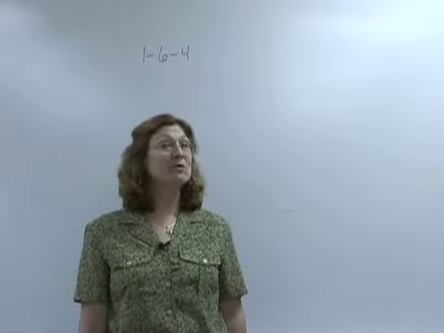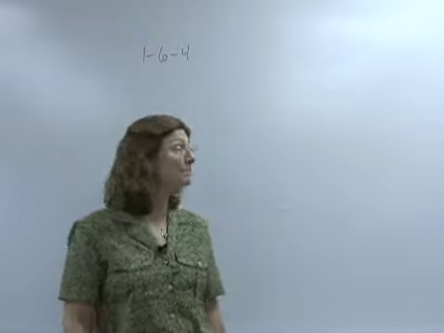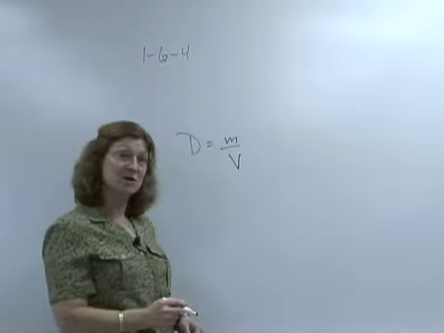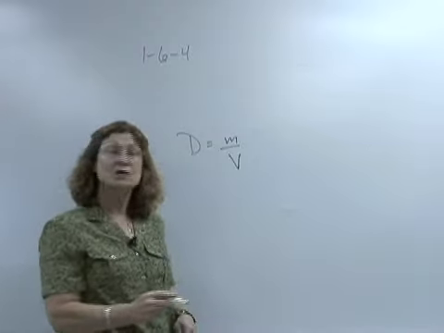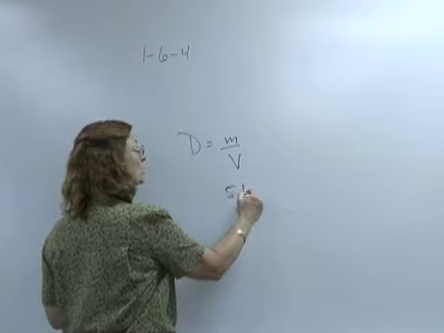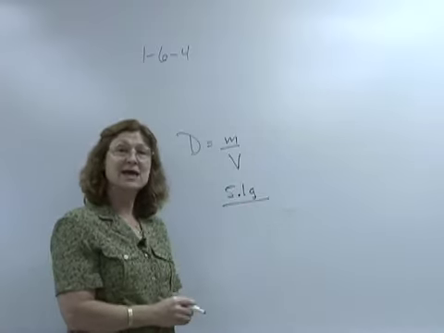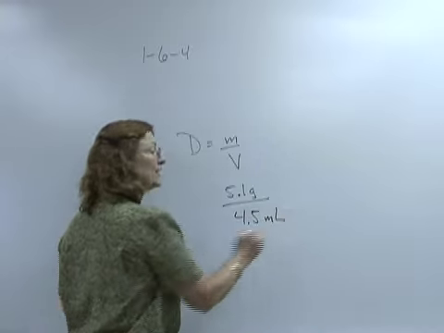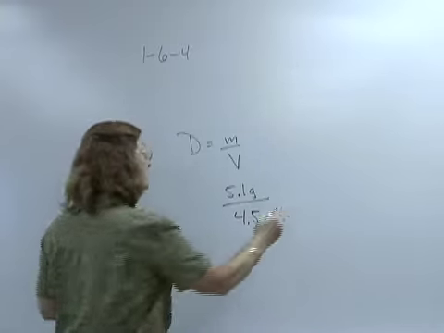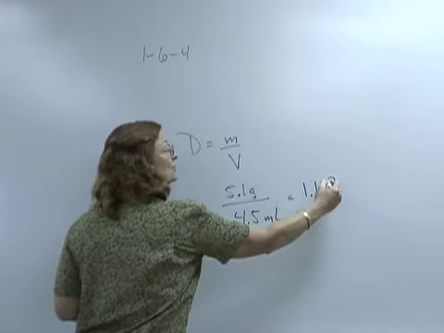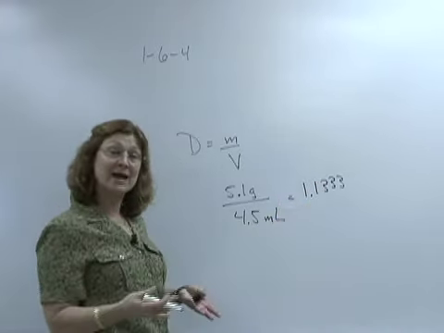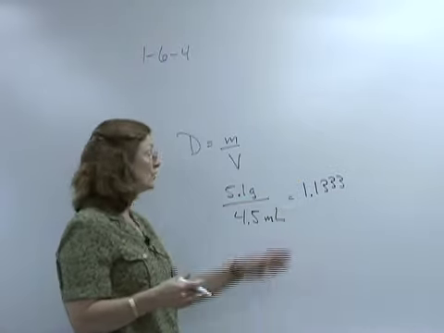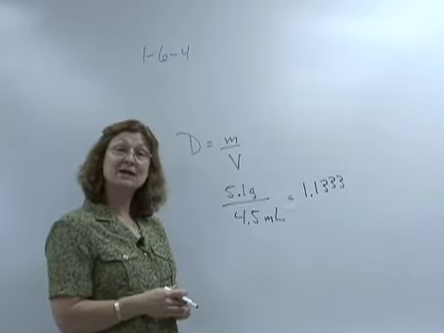Number 2 is a density problem, very similar to what we will be doing in lab. Density is equal to the mass divided by the volume, and we are solving directly for density in this problem. So we are given 5.1 grams as our mass, and the volume is 4.5 milliliters. Now when I do the math, I will get 1.1333. Now when we are calculating, we always go 4 places past the decimal and cut it off. So this would be my answer so far in my calculation.